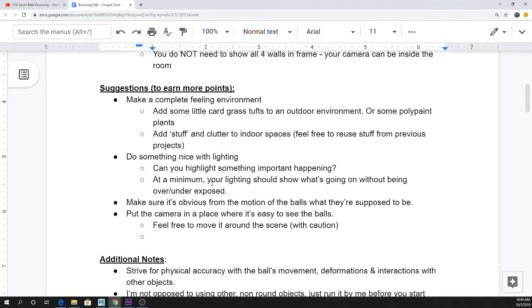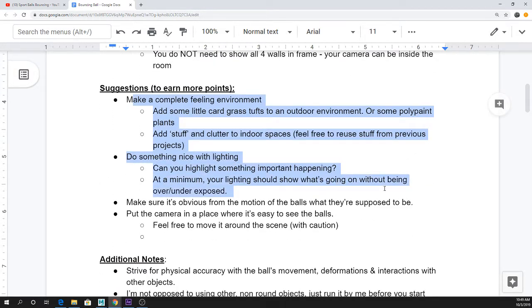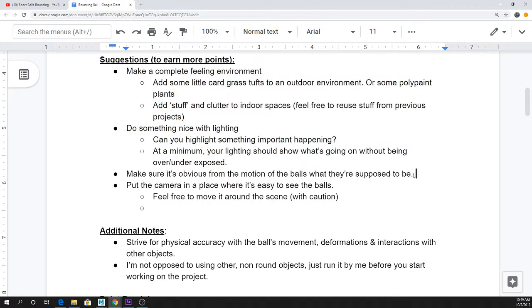Apart from that, ways to earn more points: do nice models, lighting, texturing, etc. Sounds really dumb, but make sure it's obvious what the motion of your balls is supposed to be. And then also put the camera in a place where it's easy to see the balls, like I mentioned.